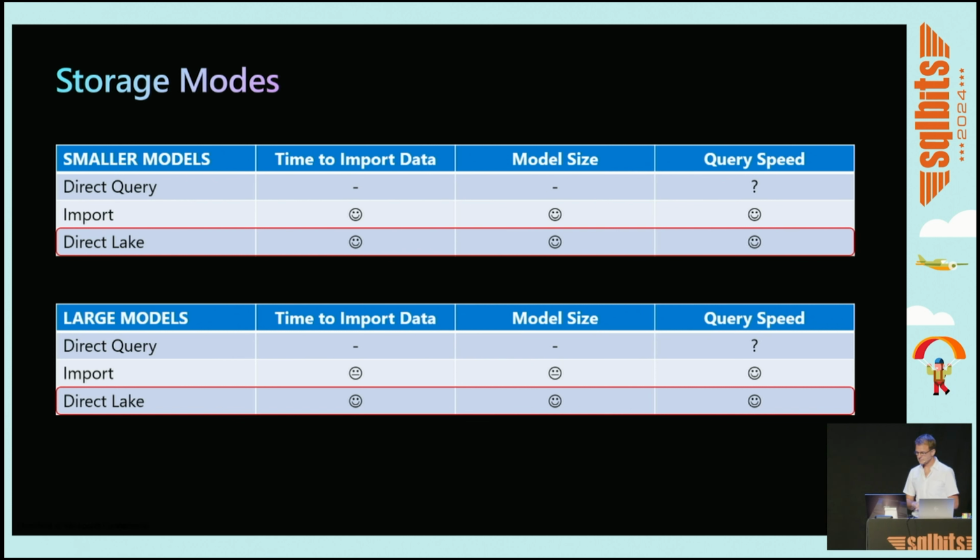So now that you mentioned model sizes, Phil, on premium capacities, we have a P1, a P2, or an F64, whatever you want to call them. And each one of those has a max model size of 25 gigs or 50 gigs, whatever. How does Direct Lake play into this? Well, we're going to get to that.